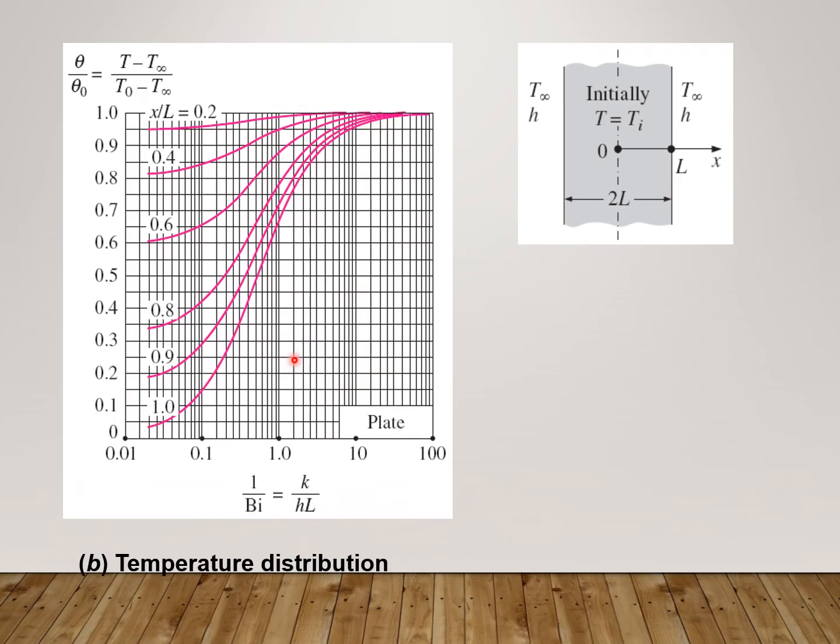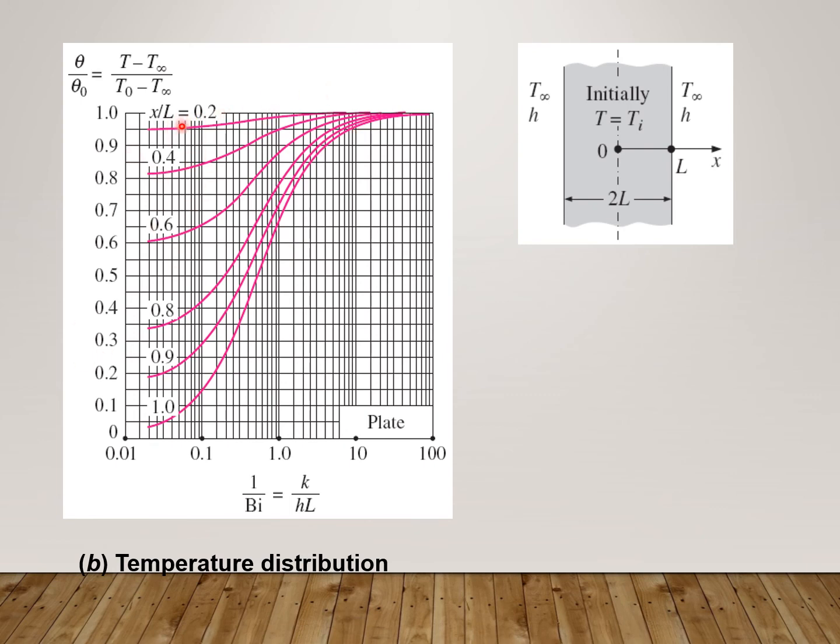So now we discuss the temperature distribution. Again we have drawn a transient conducting wall. Temperature T infinity, h is T infinity, h. The distance from the center to the boundary is L. Total distance is 2L. So theta by theta naught we have known as T minus T infinity upon T naught minus T infinity. When we plot the graph, we get this. This is kind of a logarithmic function, reverse logarithmic function.